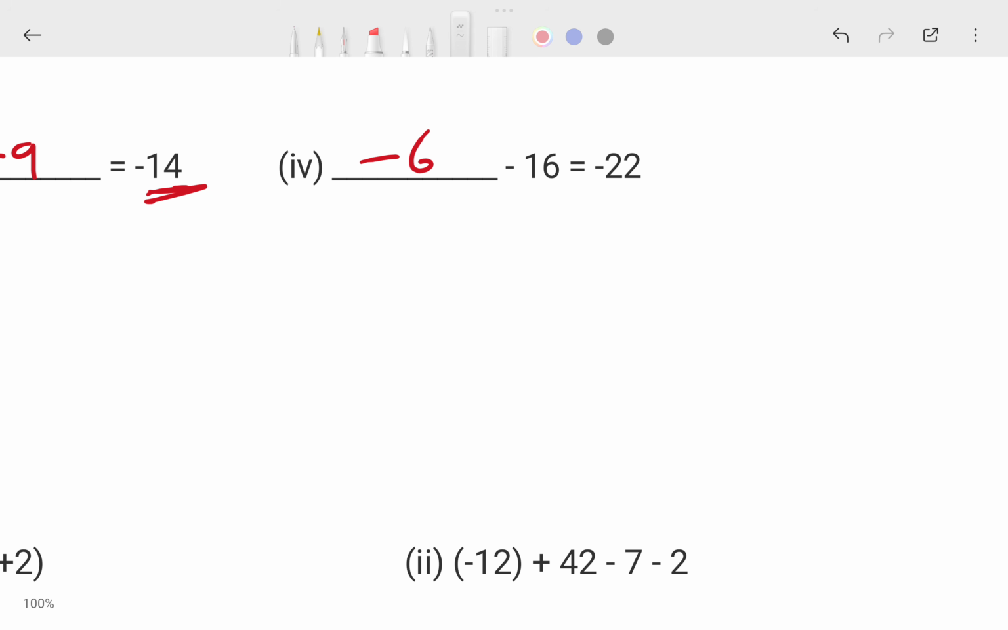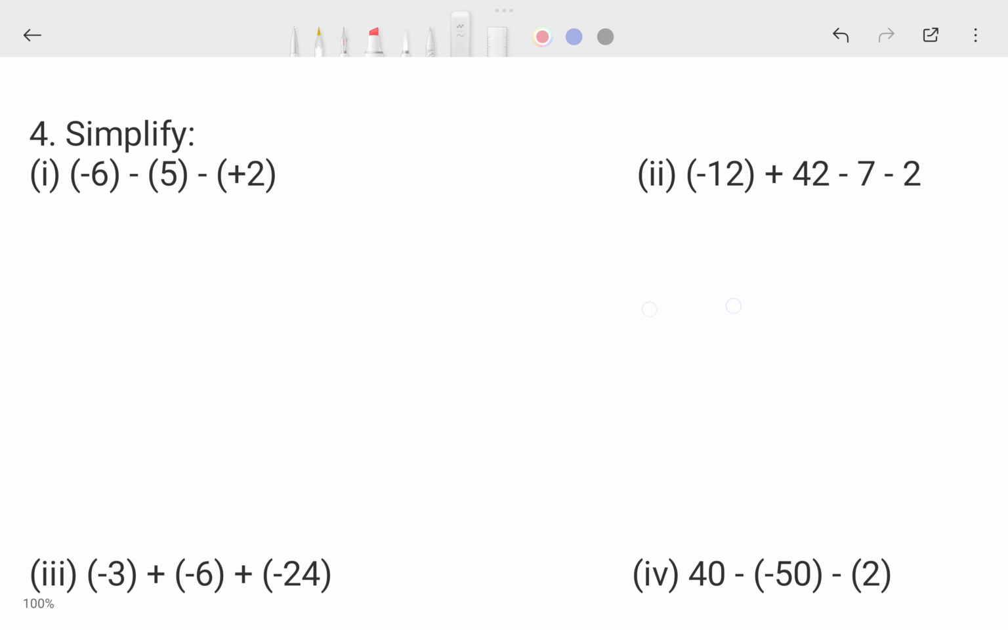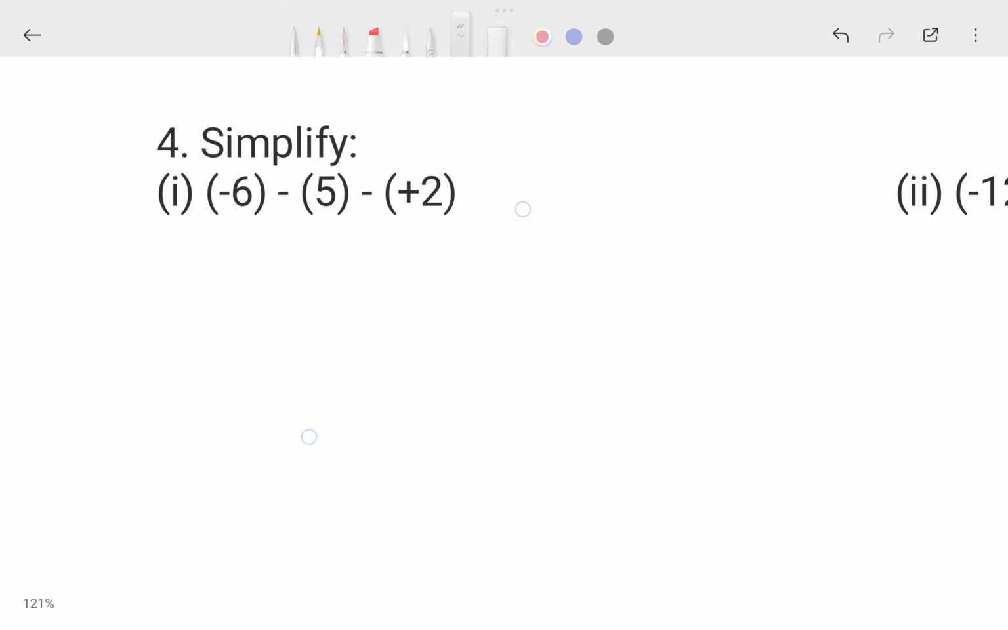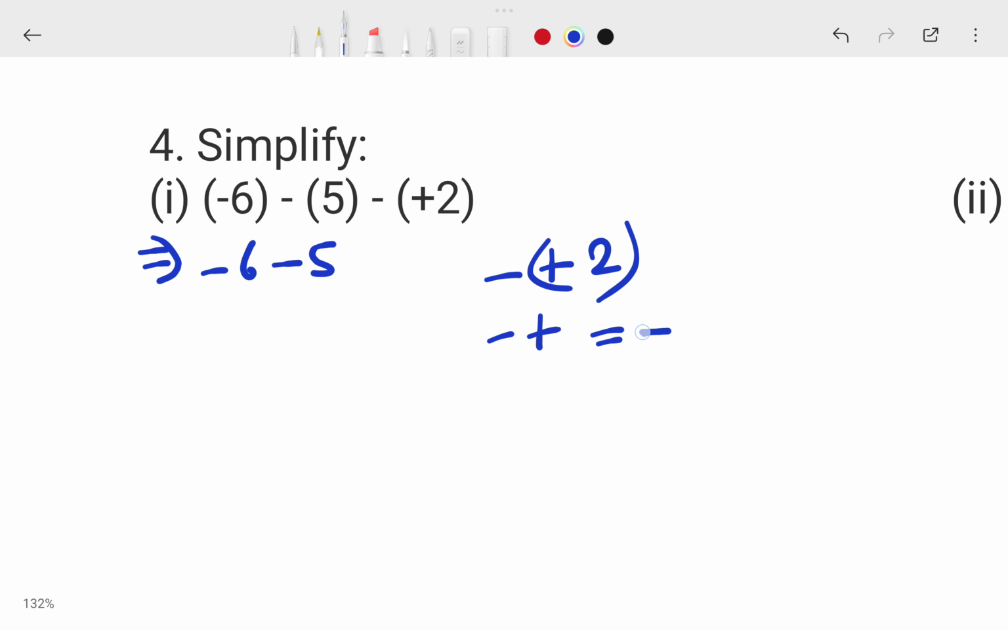Right, so I hope you will understand this one, and if it is clear, then let's talk about our fourth question. This is the last question, and I will try to explain each and every question in a very easy way. Okay, let's do this. So it is given minus 6, it is given minus 5, and here it is given minus plus 2. So minus plus, it is always going to be minus, so the answer is minus 2. Okay, is it clear?